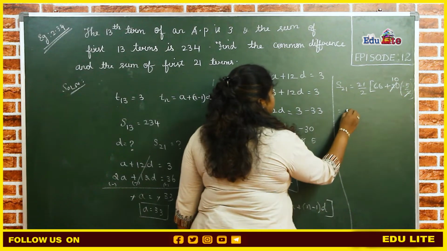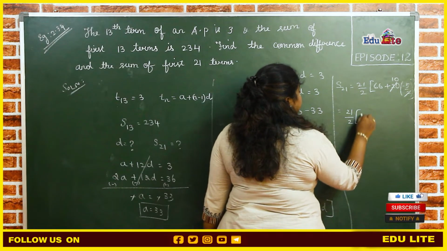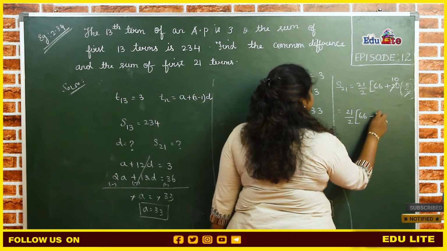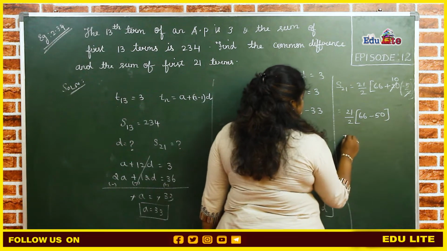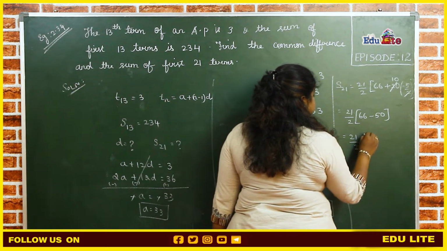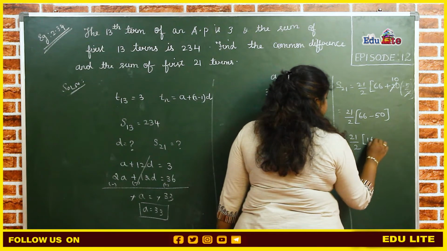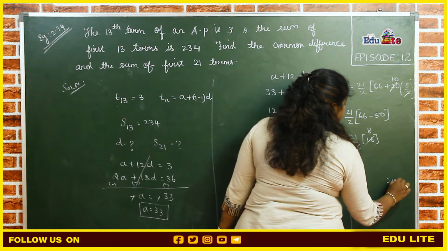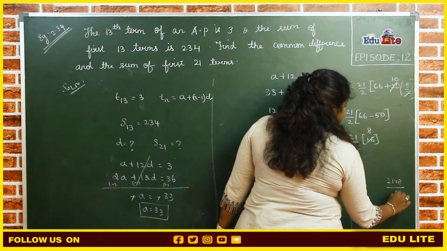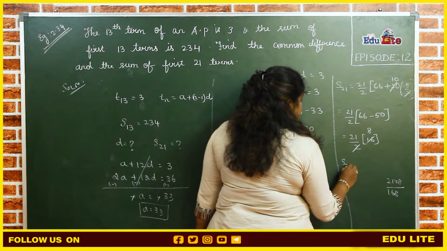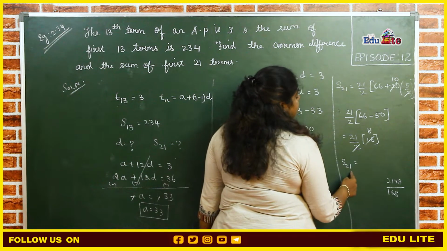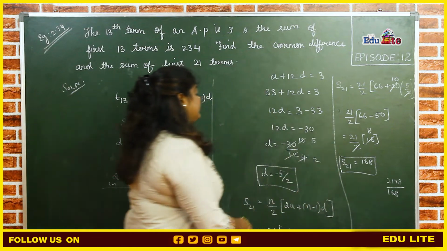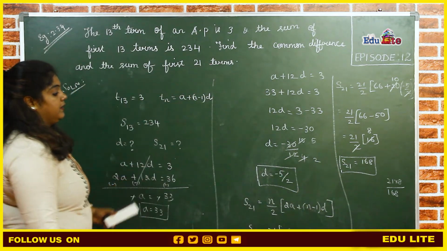20 by 2 is 10, so 21 by 2 into (66, and 10 into 5 is 50, with the minus symbol it becomes minus 50). 21 by 2 into (66 minus 50) gives 16, therefore cancelling it we get 8. So 21 into 8 is 168. Therefore S21, that is the sum of first 21 terms, is 168. So we have found both the values of D and S21.